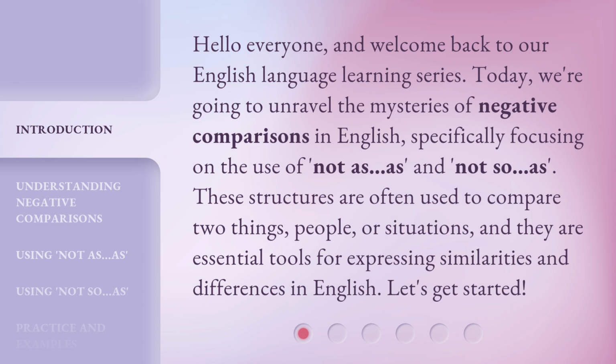Today, we're going to unravel the mysteries of negative comparisons in English, specifically focusing on the use of 'not as...as' and 'not so...as'. These structures are often used to compare two things, people, or situations, and they are essential tools for expressing similarities and differences in English. Let's get started.